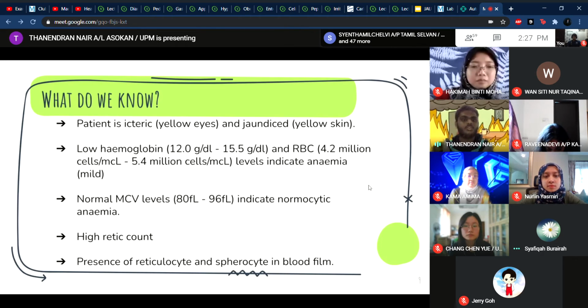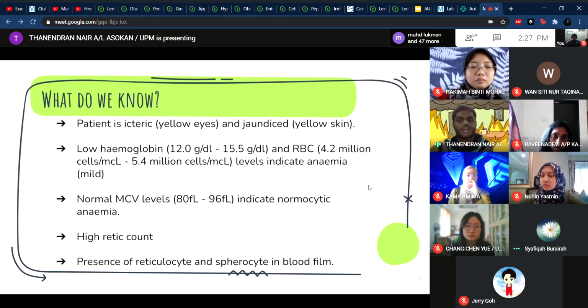So what do we know from this case is the patient is icteric. Icteric is how we describe a patient with a jaundiced appearance, where the patient has yellow eyes and yellow skin. The patient has a low hemoglobin count, where the normal hemoglobin count is between 12.0 to 15.5 grams per deciliter, and red blood cell is between 4.2 to 5.4 million cells per mcL. The patient also has low RBC count levels, which indicate anemia, a mild anemia.